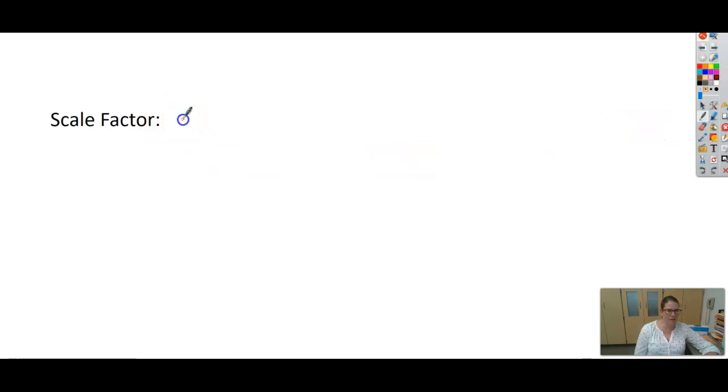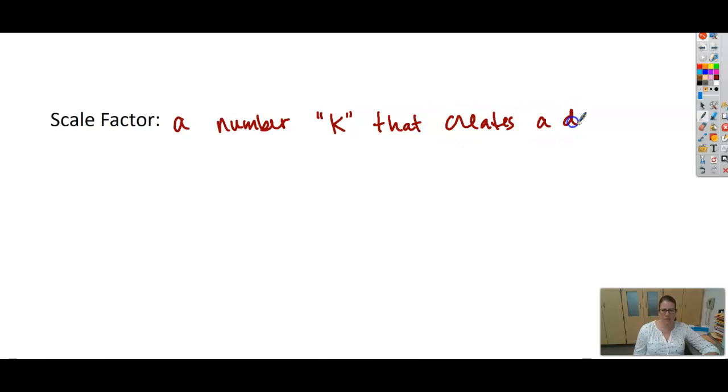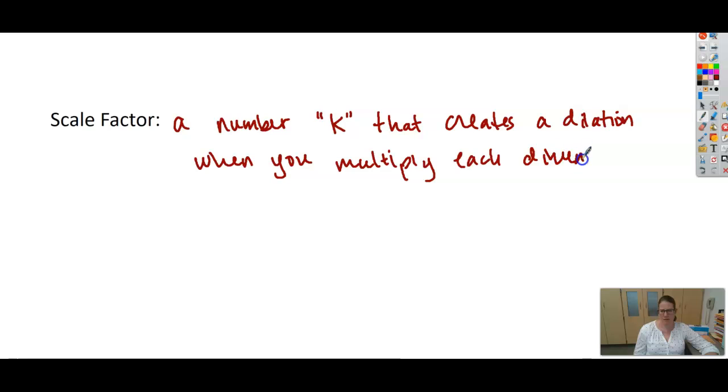So a scale factor is a number, and usually it's called K. So K is kind of the variable that we always use when we're talking about scale factor. So it's a number K that creates a dilation when you multiply each dimension of a shape by K.